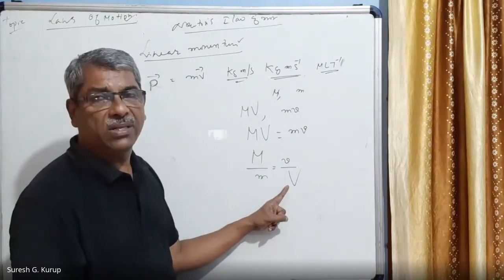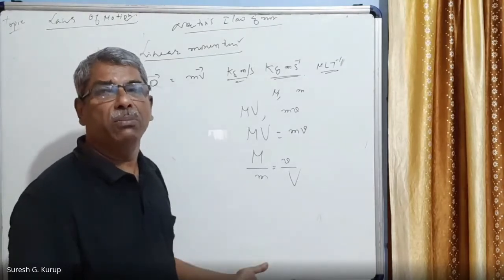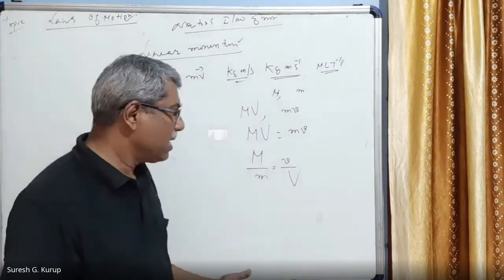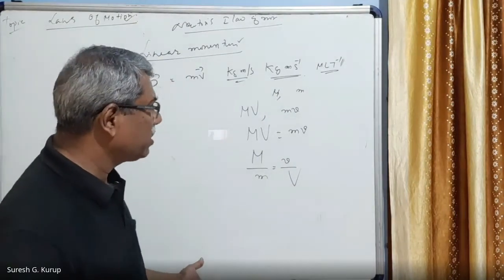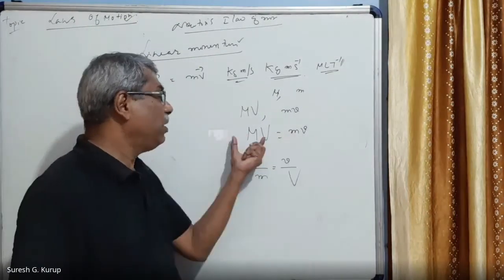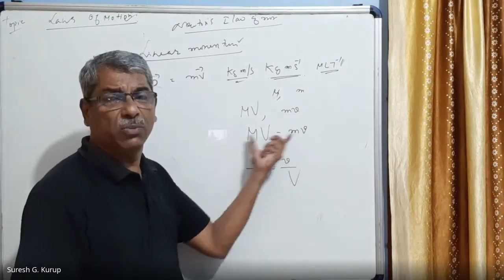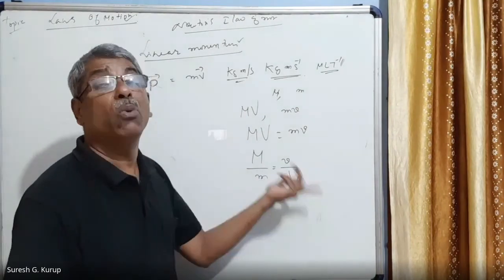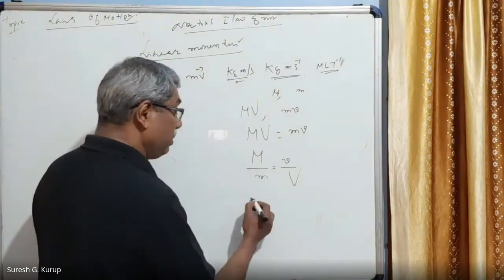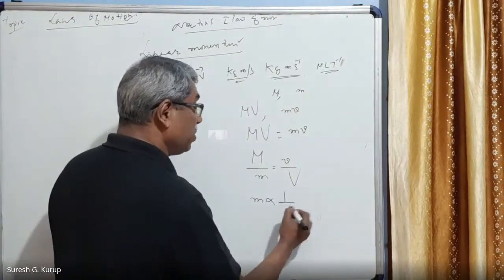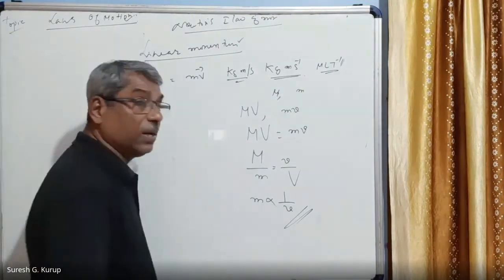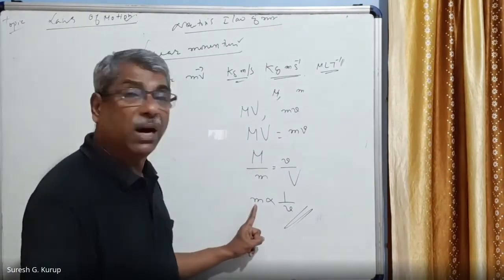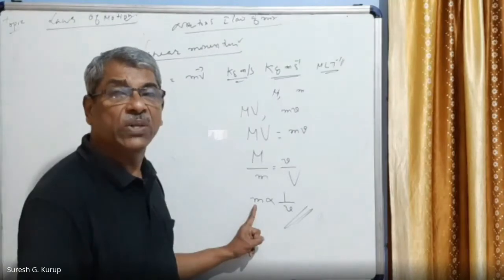That means when two bodies of different masses are moving with different velocities, but their momenta are the same, then the lighter mass will have more velocity. You can write generally that M is inversely proportional to V. That means greater velocity, less mass.